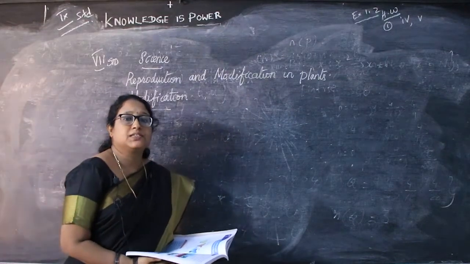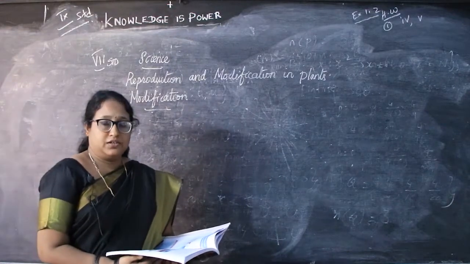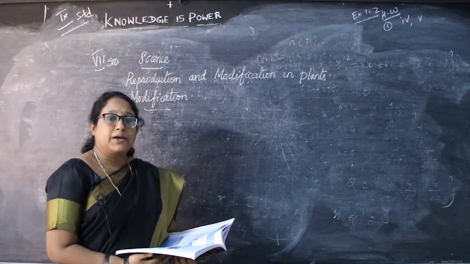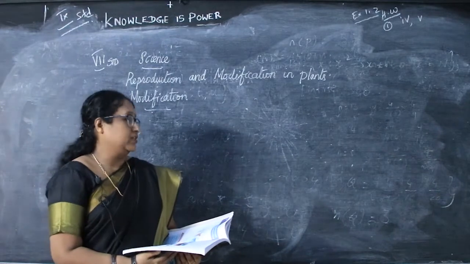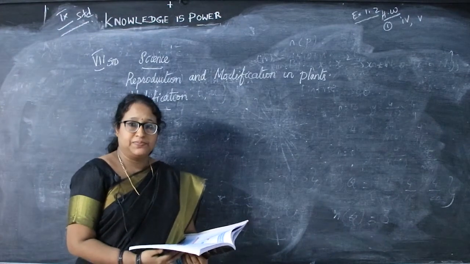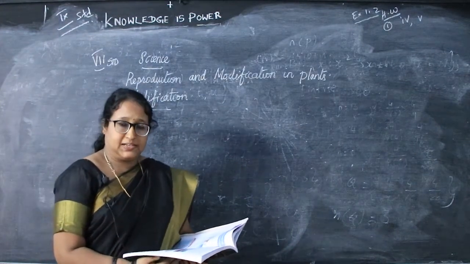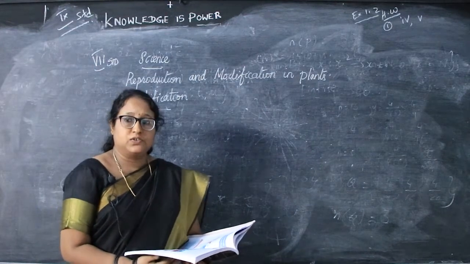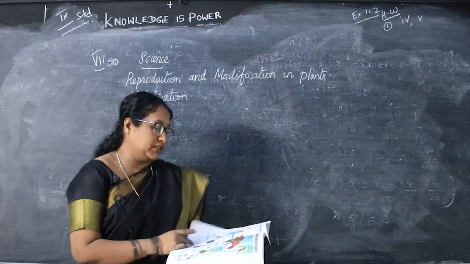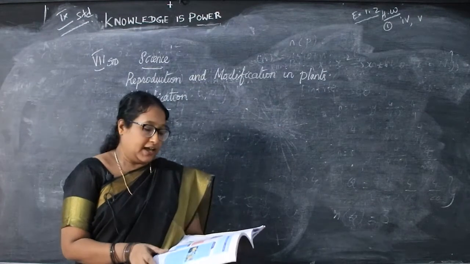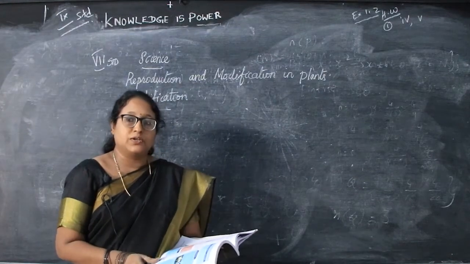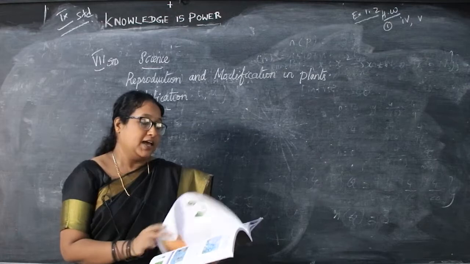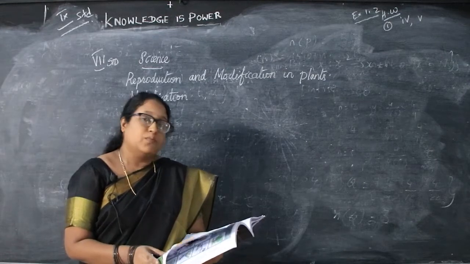So in the previous classes we saw about the reproduction of the plants, that is parts of a flower. Then we saw in the flower about the androecium and gynoecium, that is about the stamens and the pistil. Next we saw about the pollination, and then the types of the flowers, the pollination and fertilization, and next we are going to see about the modification.